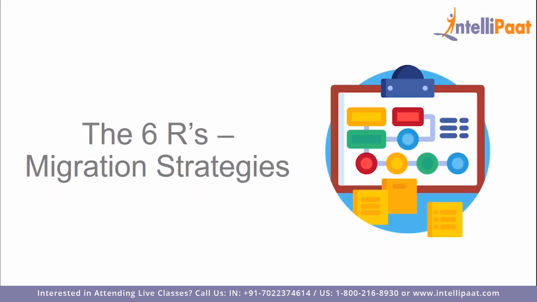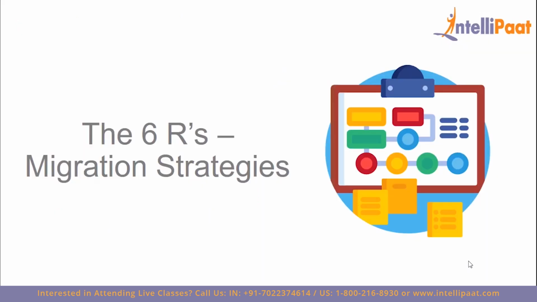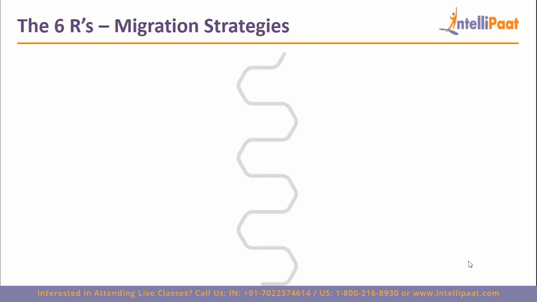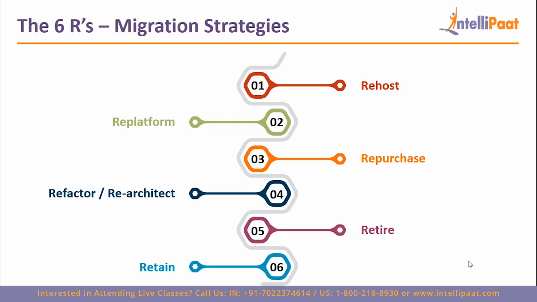The next thing we're going to see is the 6 R's in migration strategies. In this particular slide, this is the process where we actually design the application and migrate it. For doing this particular step, there are 6 different ways. That is, there are 6 different R's for migration. There are 6 different migration strategies. So let us see them one by one. The first would be rehost, and then replatform, and then repurchase, refactor or re-architect, then retire, and also retain.